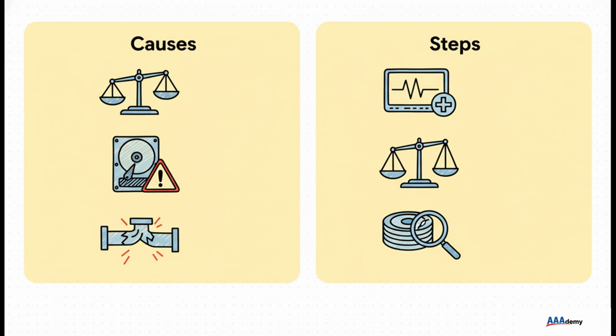And the cause usually boils down to one of three things. 1, your vSAN data is all bunched up on one side, it's not balanced. 2, you've got a disk that's on its last legs and is about to fail. Or 3, the network that vSAN relies on, its backbone, is just getting choked. So it makes sense that our plan is to check the system's health, try to rebalance that data, and take a close look at the physical disks themselves.